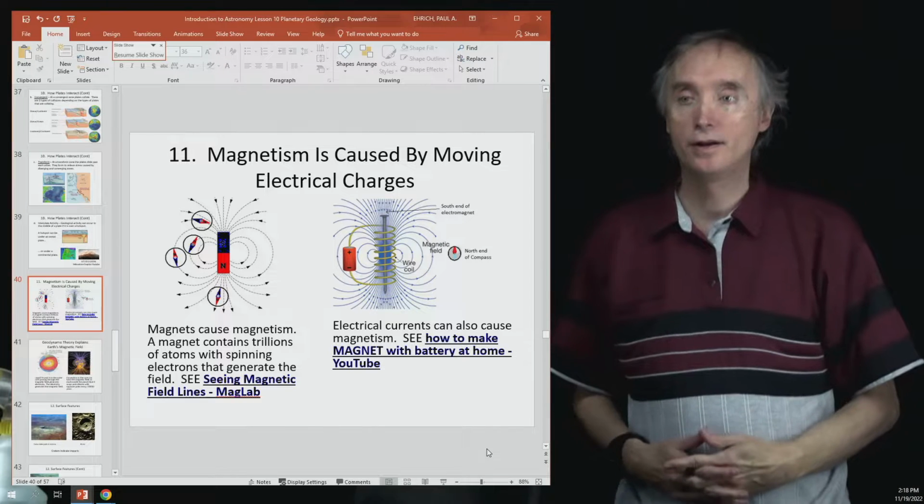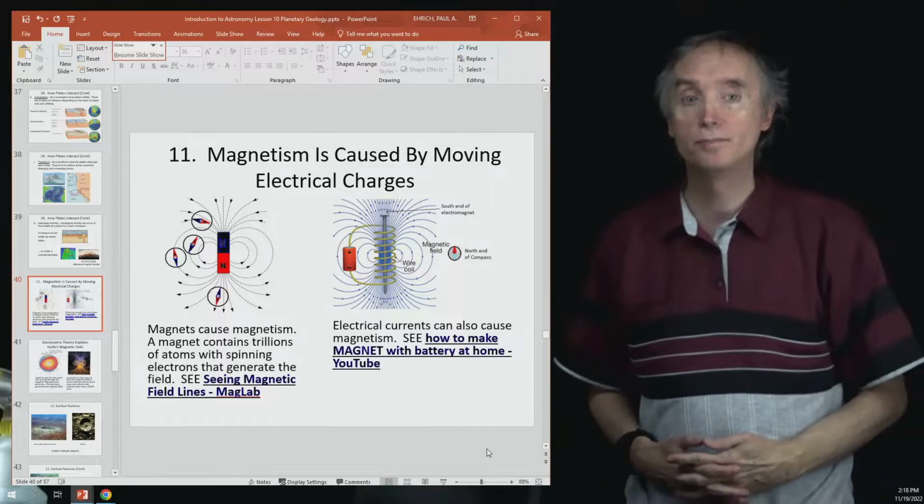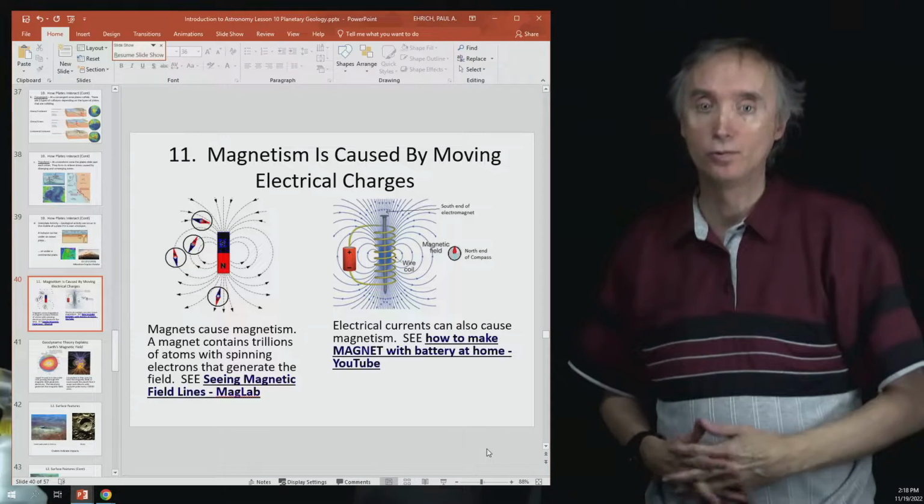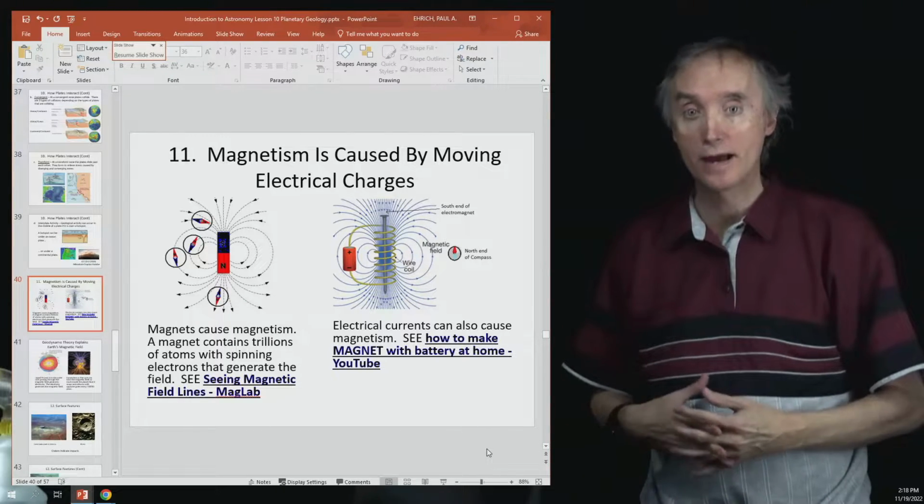Okay, I'm back, and now we want to talk about the Earth's magnetic field. So what causes magnetism? Well, one thing that causes magnetism is bar magnets.